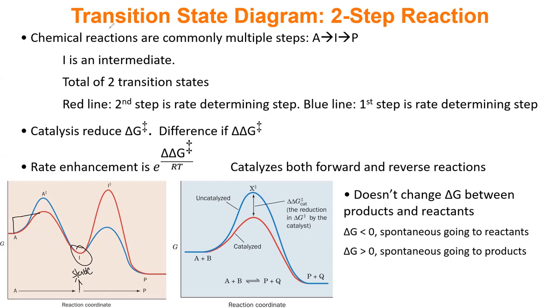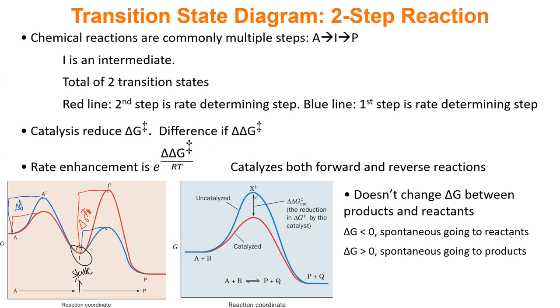Actually, let me get the red pen out since I have different colors here. The graph on the left is showing you the same reaction, but with two different mechanisms. The red line is saying, if the reaction happened this way, our second step is the rate determining step, because delta G double dagger for our second step is much bigger than our first step. While the blue line is saying our first step is our rate limiting step, because delta G double dagger is bigger here than it is here. All right, so that's what the left graph is saying.